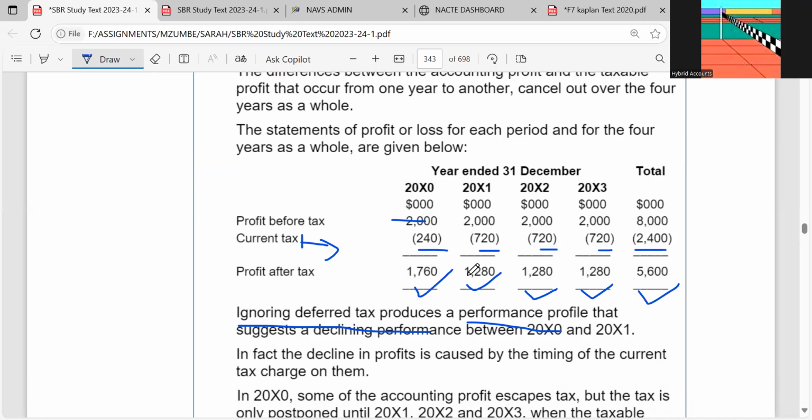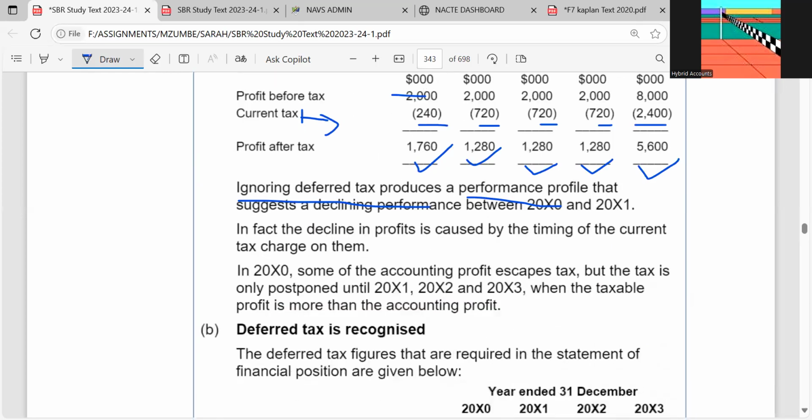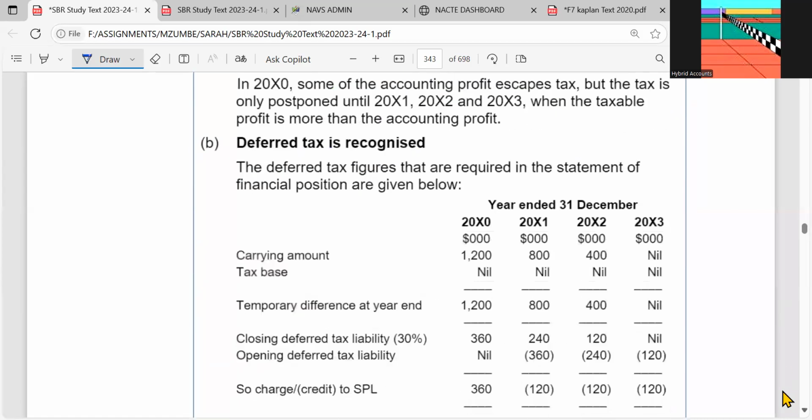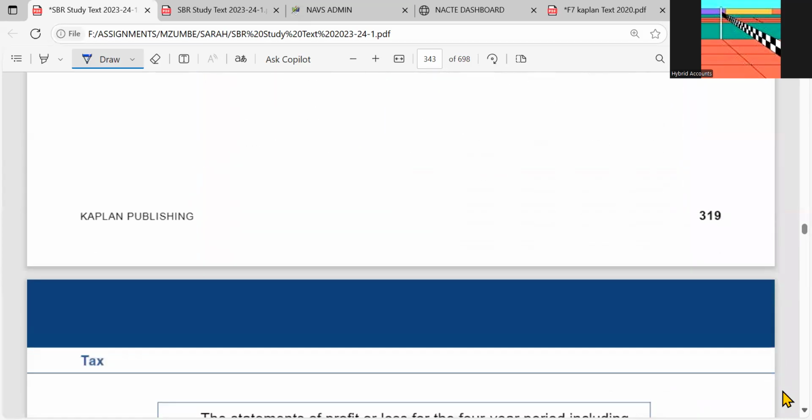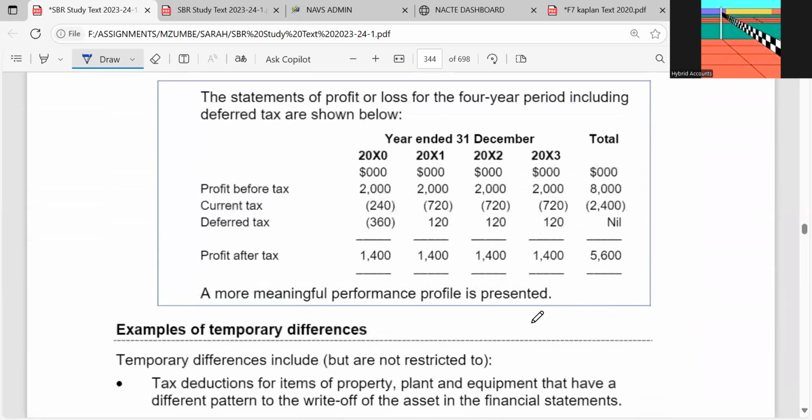You see this one, it goes falling and falling, right? So we need to make this adjustment. Now we go on and apply the deferred tax concept and see how the profits would be. You could just see, before doing anything, just come down here and see the profit on deferred tax. Look, for deferred tax, profit after tax, we have the same figure.